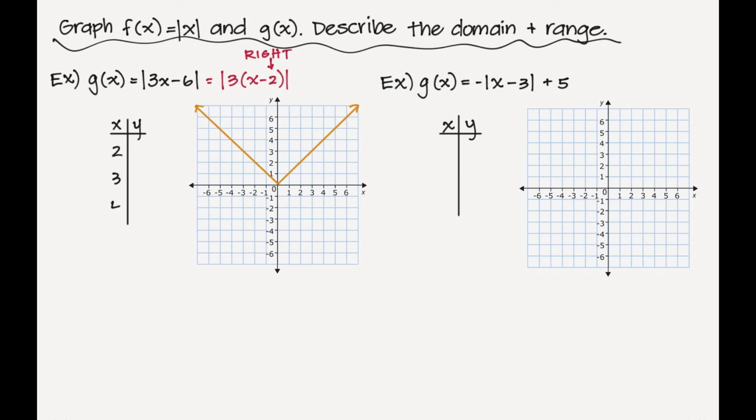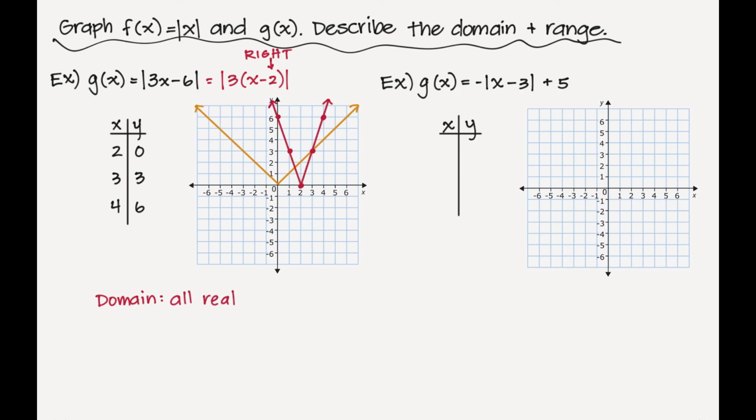So now when I plug those in, 3 times 2 is 6, and 6 minus 6 is 0. 3 times 3 is 9, and 9 minus 6 is 3. And then 3 times 4 is 12, and 12 minus 6 is 6. Now that that is done, I can go ahead and plot those 3 points: (2, 0), (3, 3), and (4, 6), and I can reflect those on the opposite side and draw my lines. So look at that. It has been moved to the right 2, but it has also been compressed horizontally.